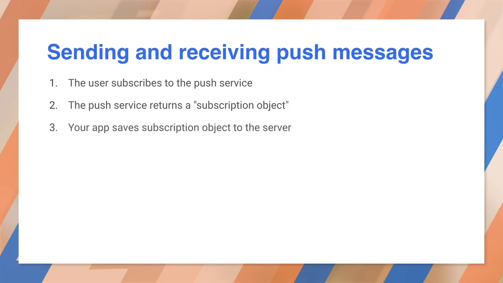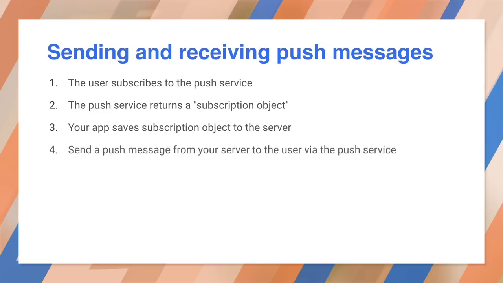From your server, you send push messages to this URL encrypted with the public key, and the push service forwards the message to the right client device and browser. The service worker will be woken up to handle incoming push messages when a push event is fired, and this allows your app to react to push messages, for example, by displaying a push notification using serviceWorkerRegistration.showNotification.